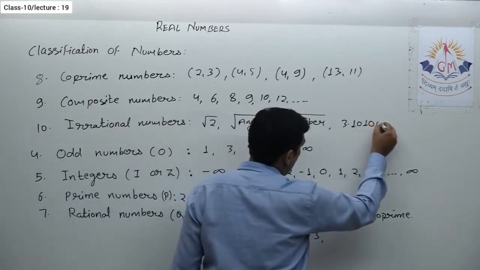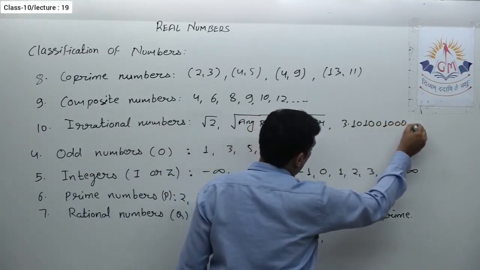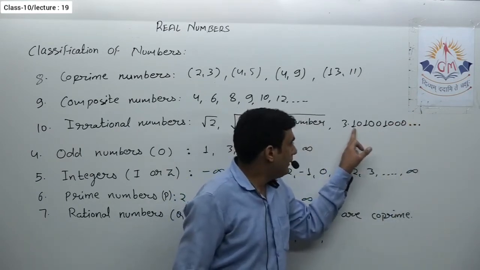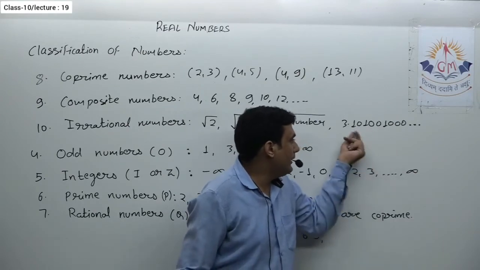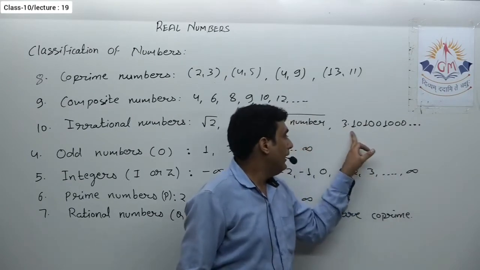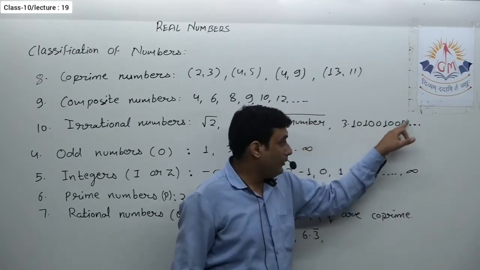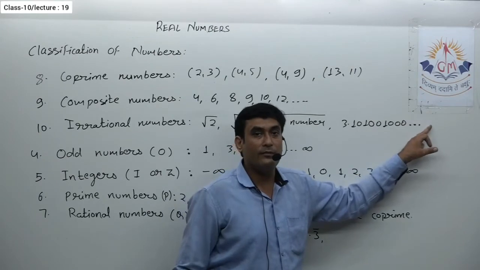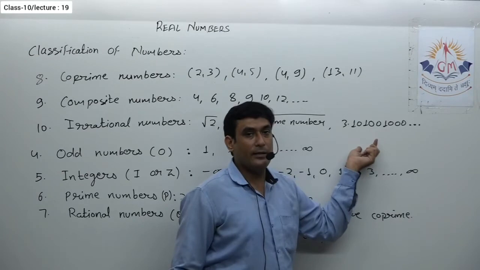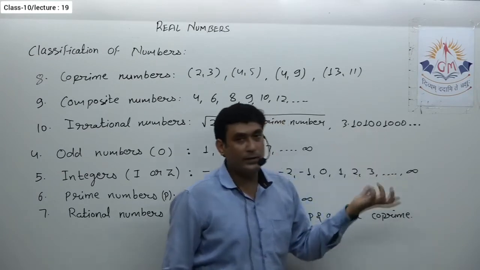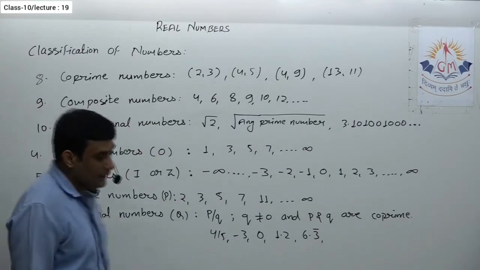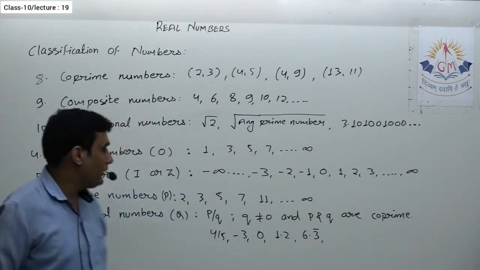1.01001000100001 and so on, with 1, then 3 times 0 and so on. It is also an irrational number because its decimal expansion is neither repeating nor terminating. This dot shows it will go on and on. After 1000 next will be 1 with 4 times 0, then 1 with 5 times 0 and so on. That means it is neither terminating nor repeating, so it is an irrational number. So note this down and then we will see what real numbers are.